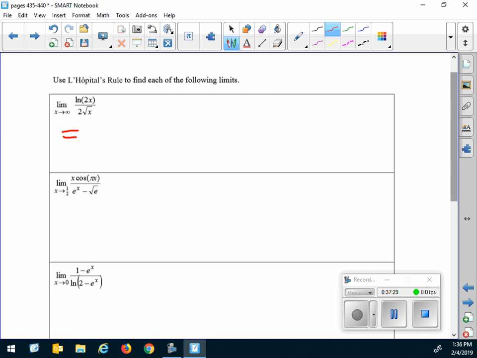Go. What's the derivative of the numerator? Remember how to take the derivative of natural log? It's 1 over that times the derivative of that. Derivative of natural log is 1 over 2x times the derivative of 2x. What's the derivative of the denominator? X to the negative 1/2. We've got to clean that up.